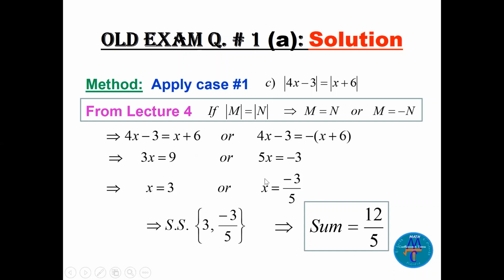You get 3 and minus 3 over 5. You need the sum, it will be 12 over 5. If you need the product, minus 9 over 5.